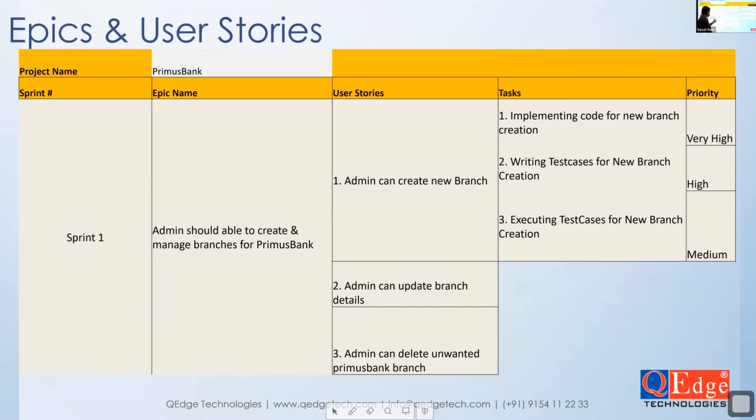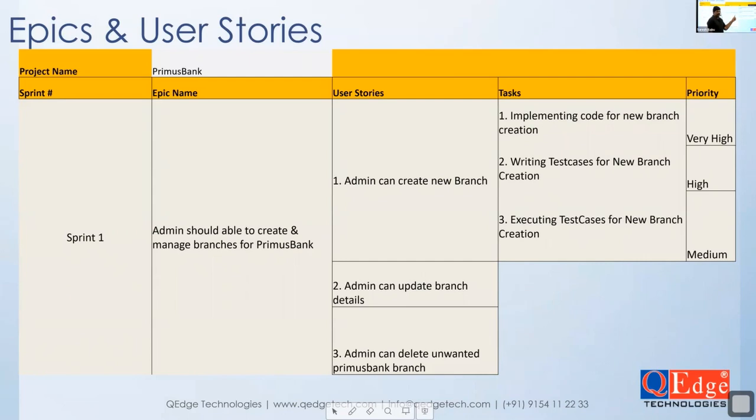What is the epic here? Admin should be able to create and manage branches of the Primus Bank. What are the different features that belong to this epic? Admin should be able to create a new branch. Admin should be able to update branch details. Admin should be able to delete unwanted Primus Bank branches. These are the three stories.